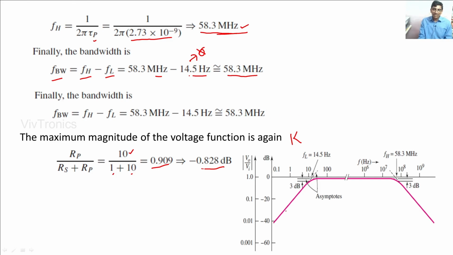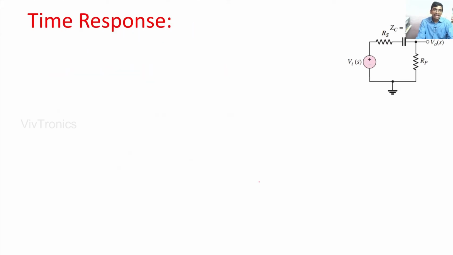Below the 0 we have the graph, and FL is taken here, which is 14.5 hertz, and FH is taken here, which is 58.3 megahertz. This is how we have to draw the graph. On the x-axis we have taken the frequency, on the y-axis we have taken the decibels, along with the numerical values. This is how we have to do the problems on frequency response. In the next class we are going to see about the time response of the circuit.